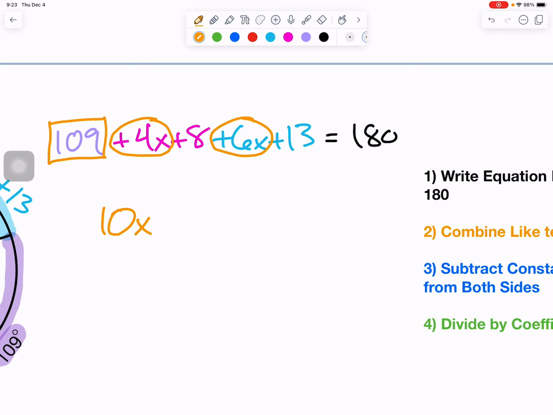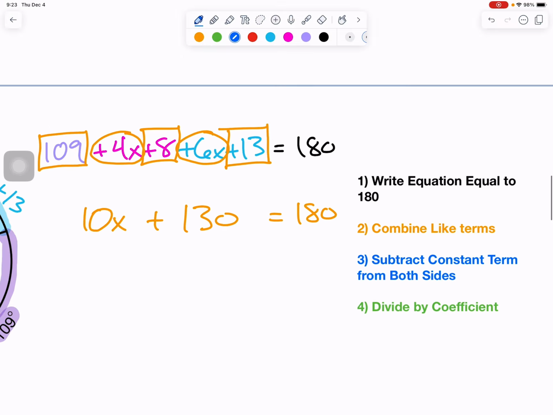10x, 109 plus 8 is 117. 117 plus 13 is, yes, 130. Set that equal to 180. Step 3 in blue, subtract the constant term from both sides.